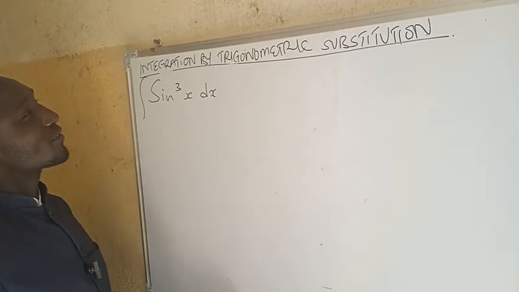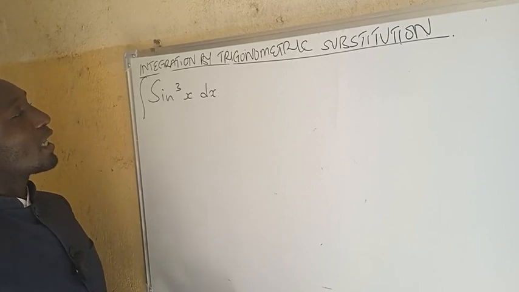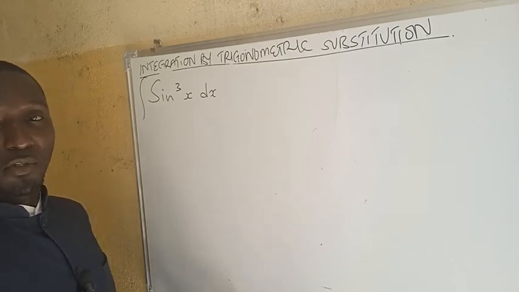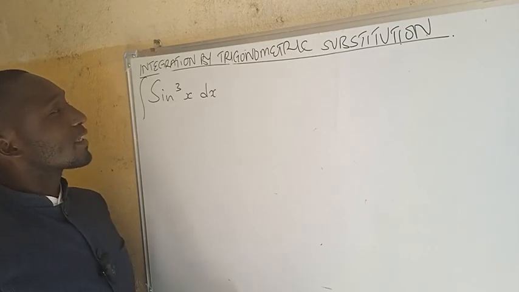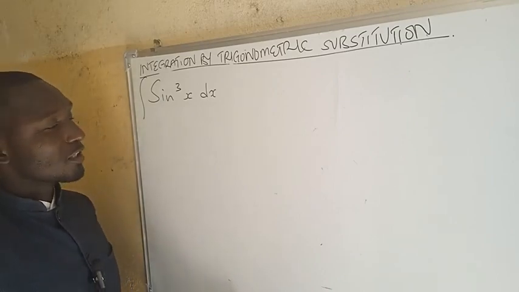Welcome so much, viewers. Today we are going to learn about integration by trigonometric substitution. We are going to learn that by working out the integral of sine cubed of x with respect to x. Now, we know that we cannot integrate this directly because we do not have the direct integral of sine cubed of x with respect to x.